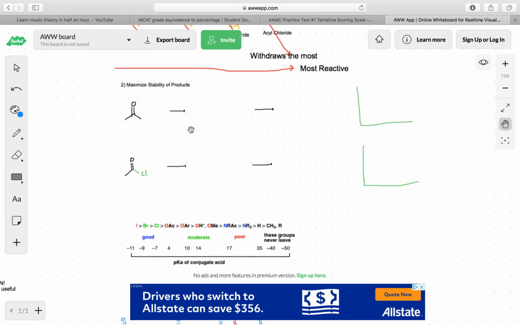So let's take two examples of carbonyls. The first one is acetone, second one is acyl chloride. We're going to add just a random nucleophile to it, and we're going to see, does it proceed via the addition elimination route, or does it proceed via addition protonation? So the first step is your nucleophile is going to come in and attack the electrophilic center, and it's going to push up the pi bond in both of them.